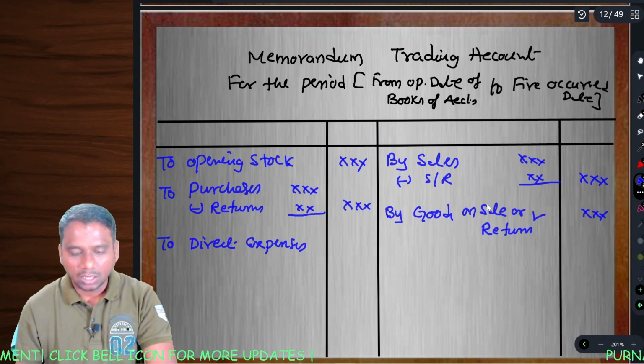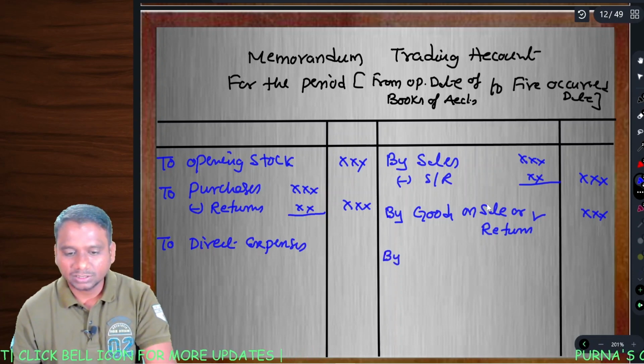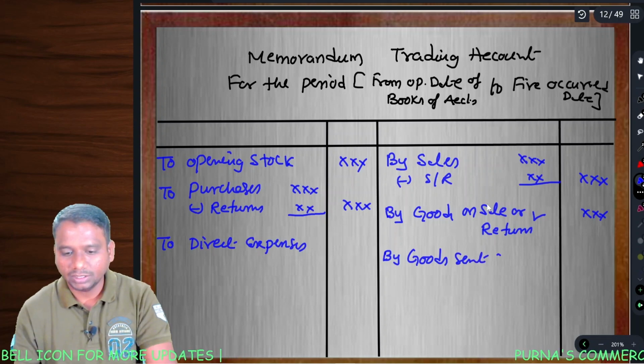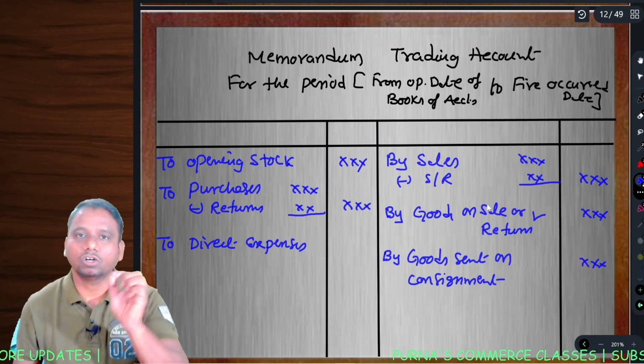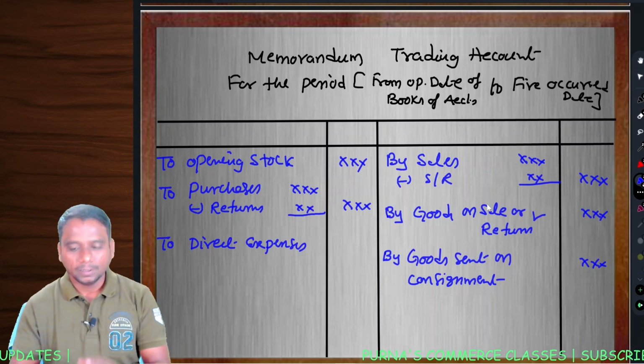Right. Next, out of these goods, we may send some goods on consignment basis. Goods sent on consignment. These two we should mention at what price? Cost price. Don't forget. Okay.